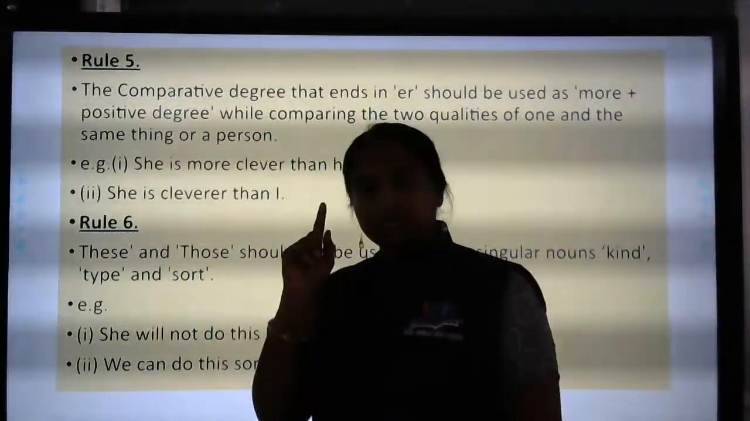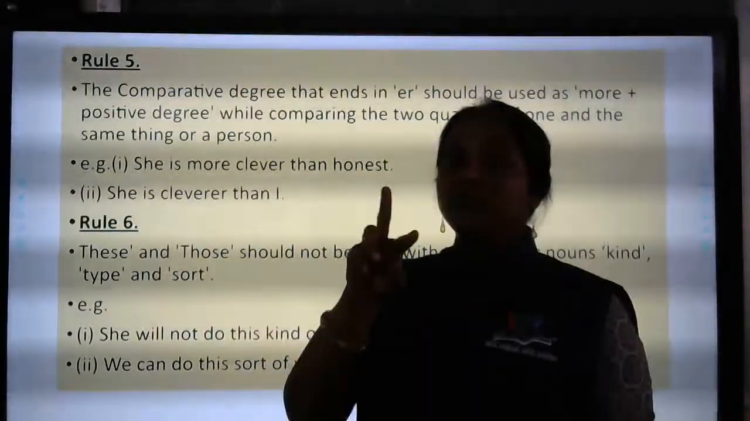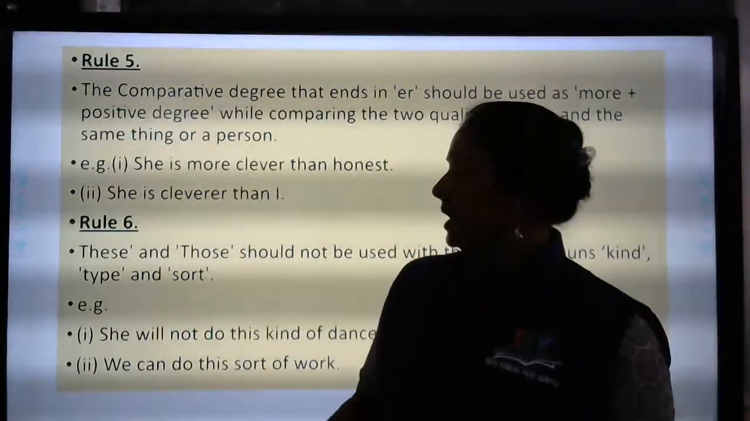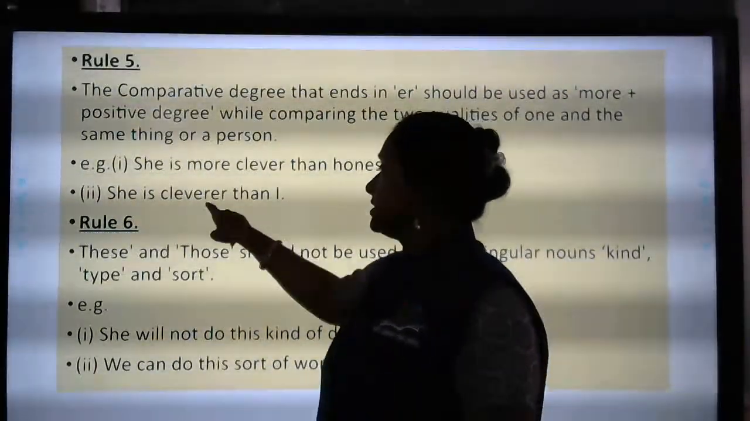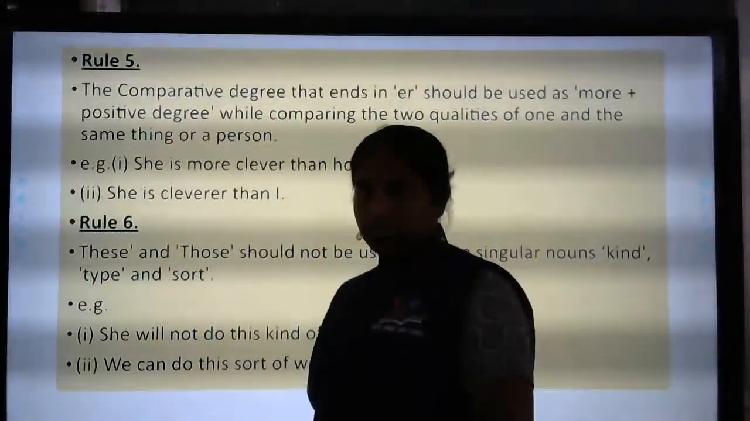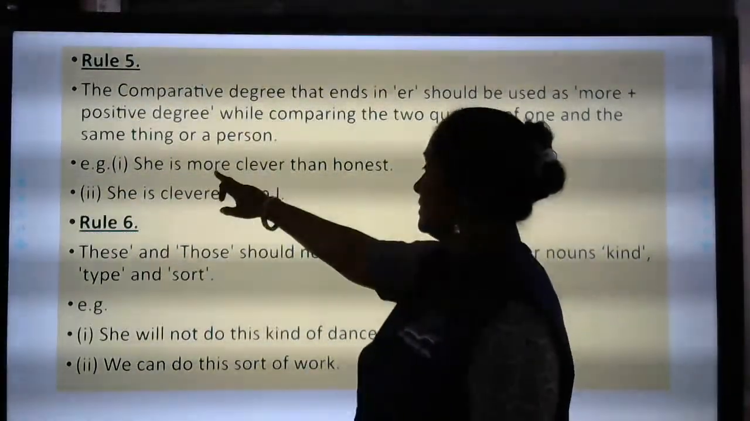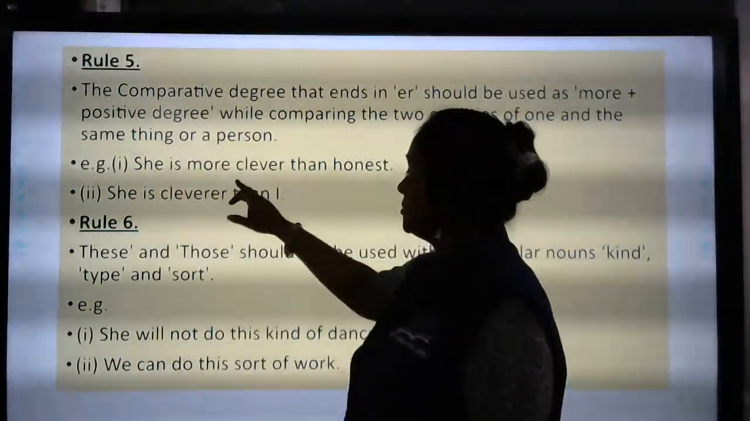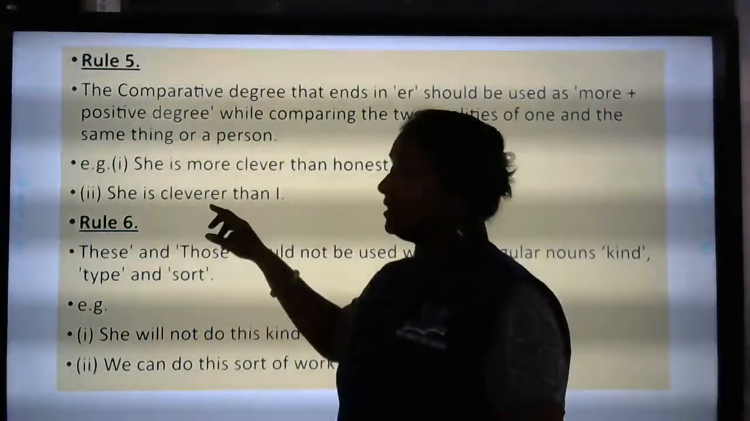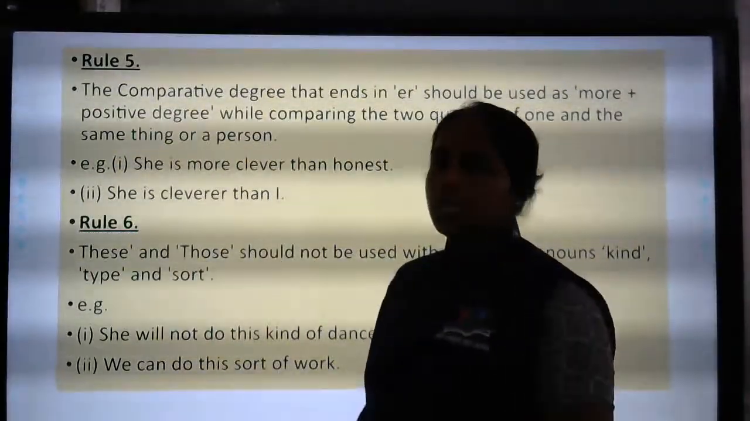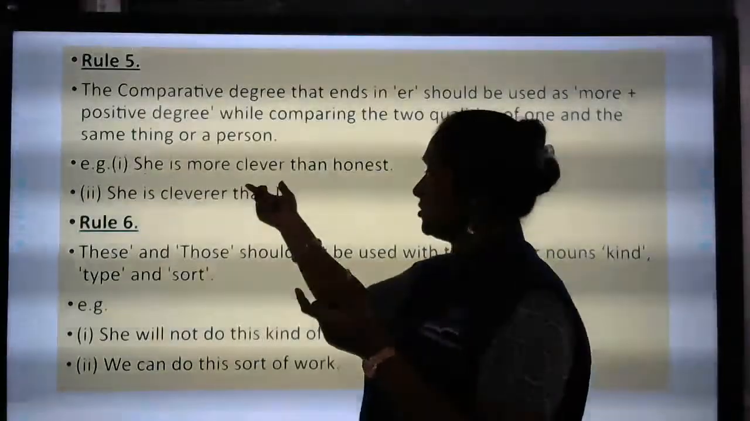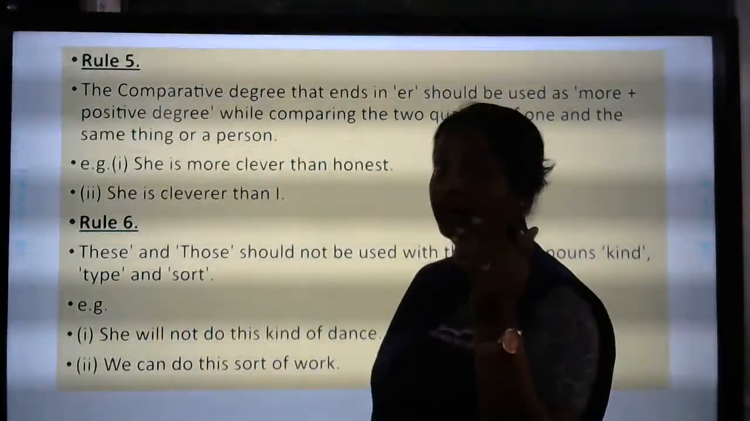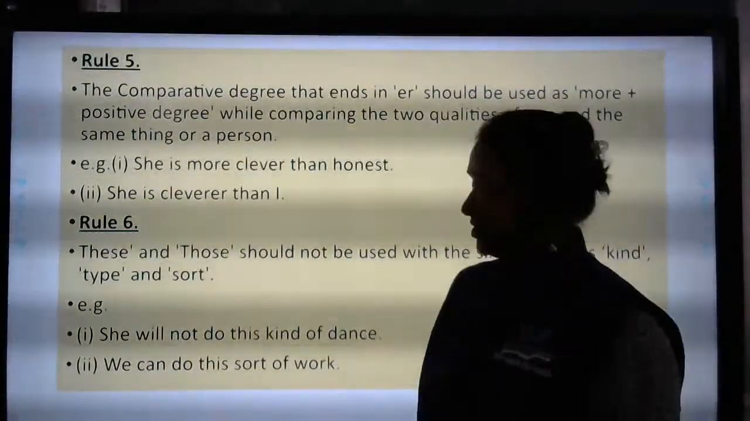That quality is compared between two different people, and that's why you see this er form of the adjective. But when for the same person we are comparing two qualities, at that time we have used an adjective along with the adjective. Means here we have not used cleverer, instead of that more clever is used.